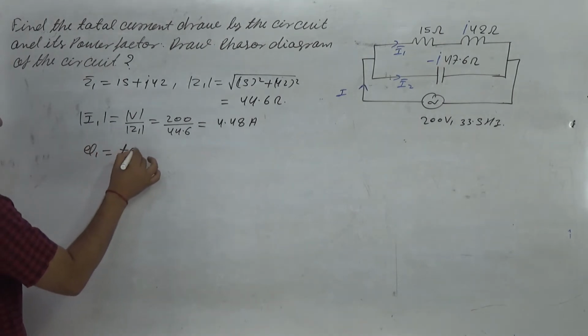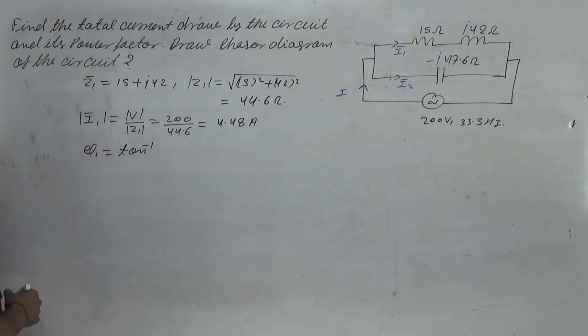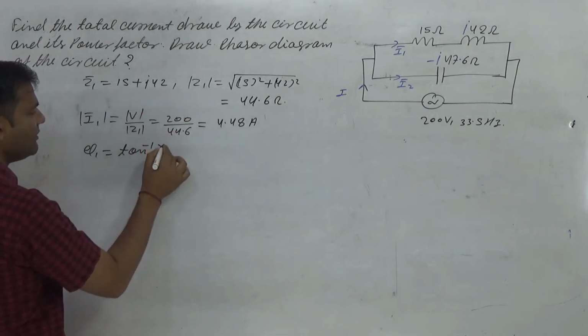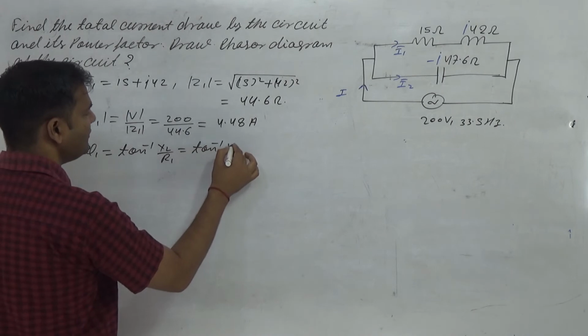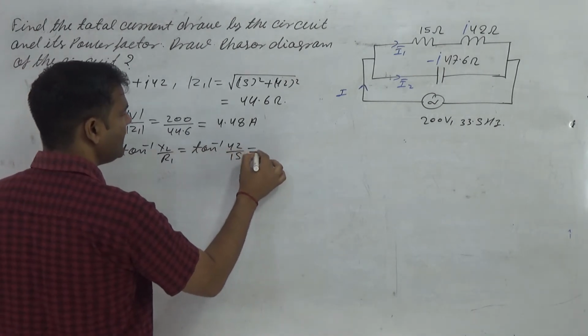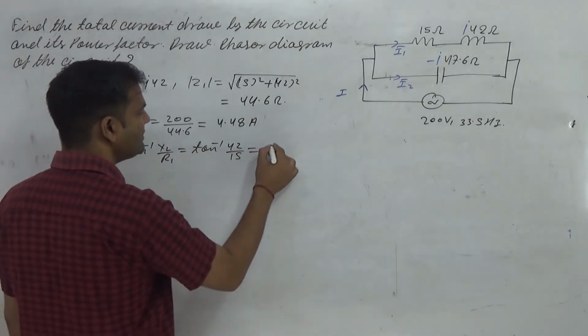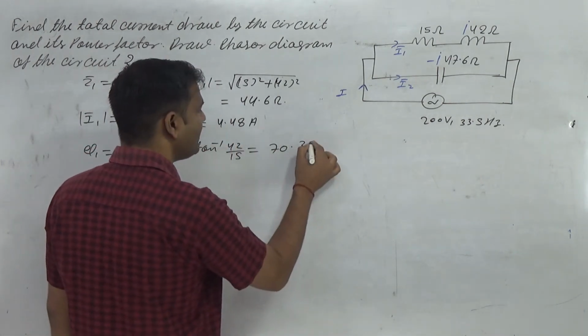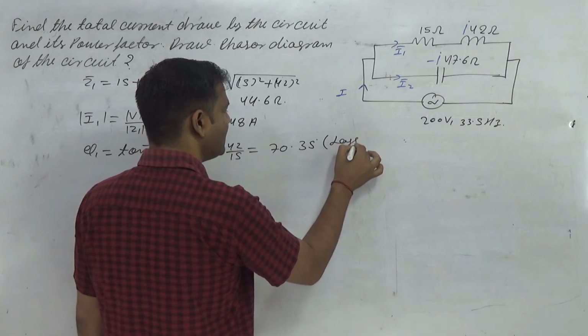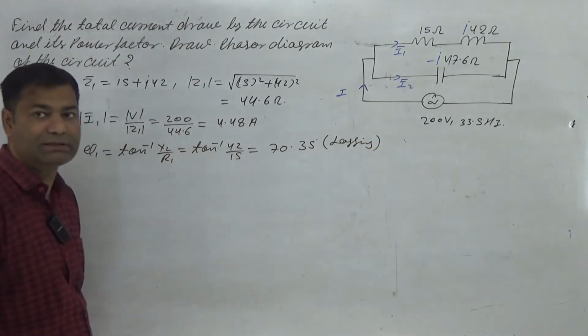Now what about angle phi 1? Phi 1 is tan inverse of XL1 divided by R1. So tan inverse of XL1, which is 42, divided by 15. This is 70 point something; I have already solved it, 70.35. Inductor, that's why it is lagging. Clear or not? That is lagging.